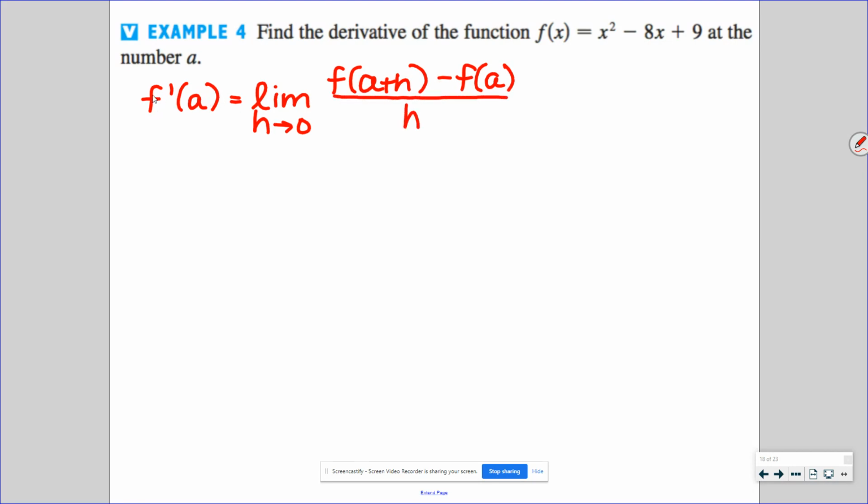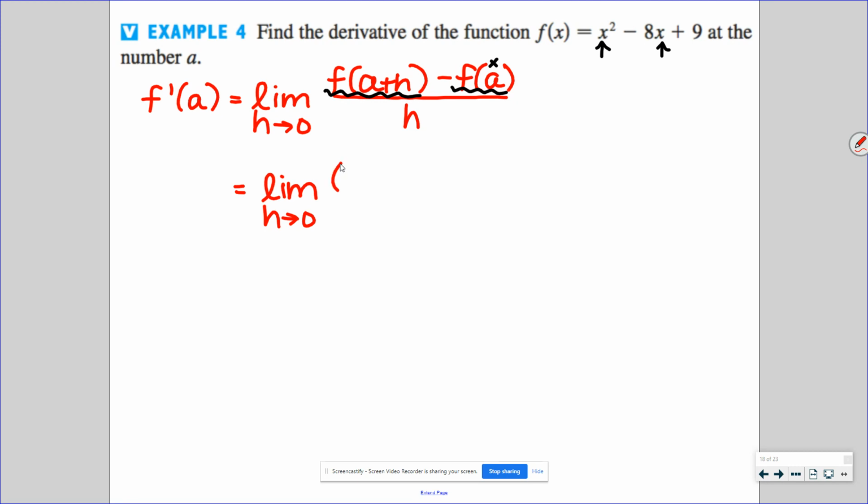Okay, so the goal is to find f prime of a, which means to find the slope of the tangent line. So remember that you're going to start this problem by plugging in something in place of f of a plus h and in place of f of a. That just means take an a and plug it in everywhere that you see an x into your function. Same thing goes for the a plus h. Take a plus h and plug it in everywhere that you see an x.